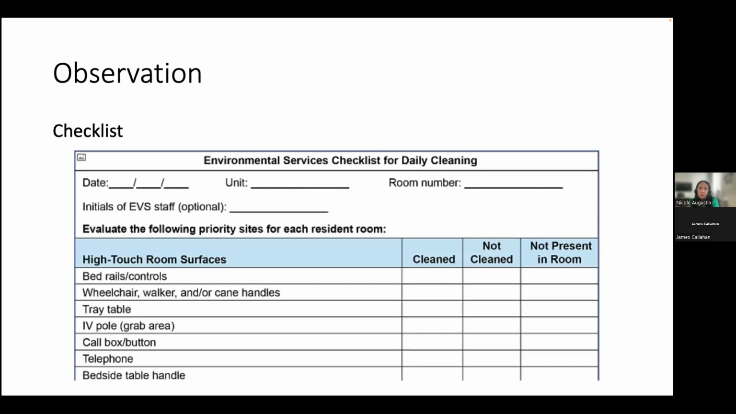Through observation, we use checklists. A checklist is a valuable tool and can be incorporated when the IP does their rounds in the units. The above checklist can be modified to evaluate whether or not the EVS staff is diluting the solutions or the disinfectants correctly, whether or not they're following the recommended contact times, and also as a good method to see whether or not the products being used in the facility are appropriate.